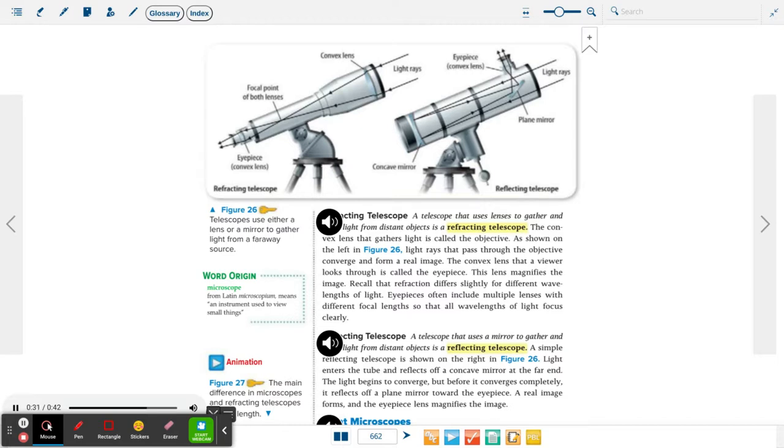Recall that refraction differs slightly for different wavelengths of light. Eyepieces often include multiple lenses with different focal lengths so that all wavelengths of light focus clearly.